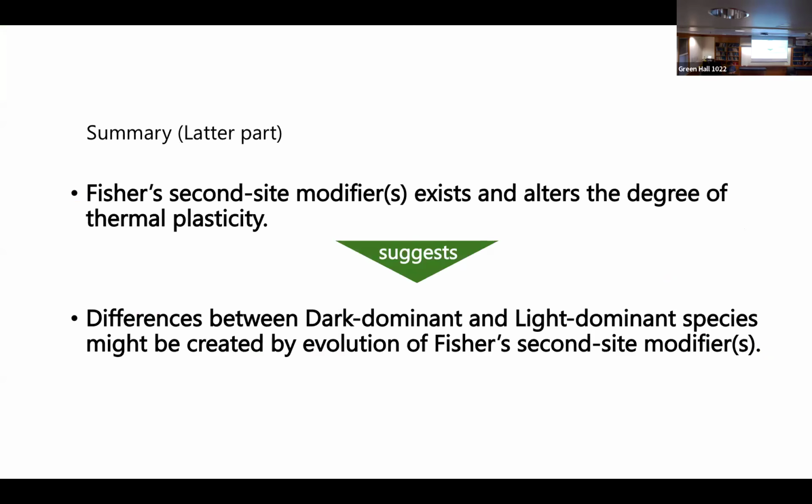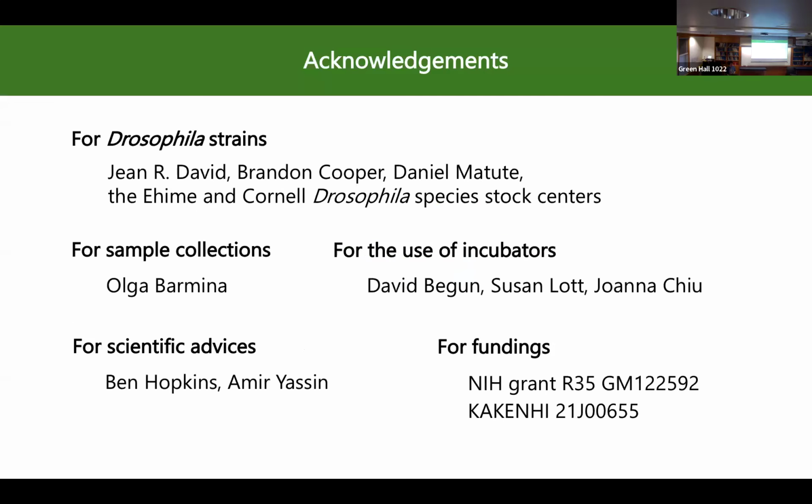Okay, so let me summarize the latter part. The Fisher's second modifier exists, and it alters the degree of thermal plasticity. This result suggests that the differences between dark dominant and light dominant species might be created by the evolution of Fisher's second modifiers. Thank you very much.